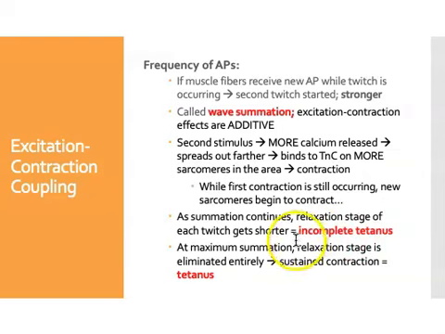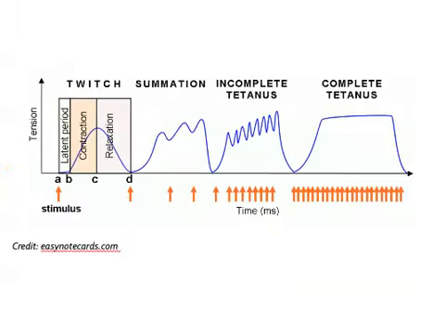And at that point, the relaxation part of each twitch is just eliminated. There simply isn't enough time for all of those sarcomeres to relax before they're asked to twitch again. So you end up with a sustained contraction. This is what we refer to as tetanus or complete tetanus. Let's take a look at this on the myogram.